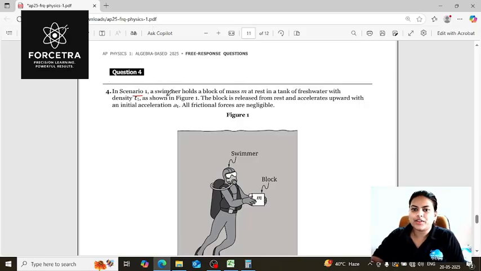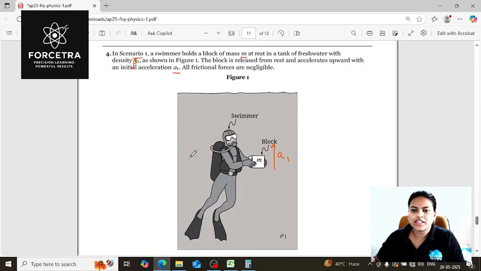In scenario 1, a swimmer holds a block of mass m at rest in a tank of fresh water with density rho 1, as shown in this figure. The block is released from rest and accelerates upwards. It is moving upward with acceleration A1. All frictional forces are negligible.